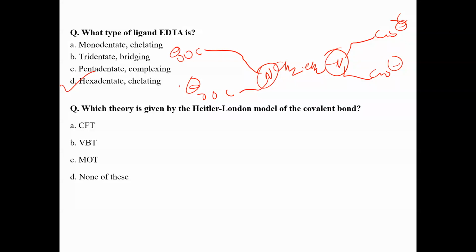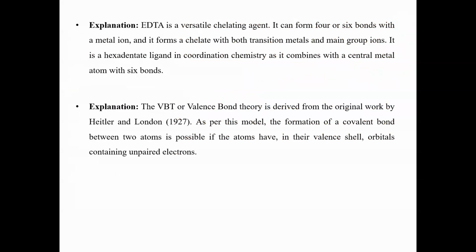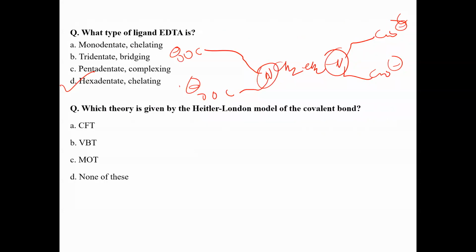So here is the explanation. EDTA is a versatile chelating agent. It can form four or six bonds with a metal ion, and it forms a chelate with both transition metal and main group ions. It is a hexadentate ligand in coordination chemistry as it combines with a central metal atom with six bonds. Okay, and the second one is related to the theories, basically, which theory is given by the Heitler-London model of the covalent bond. So you have already studied in the class the valence bond theory is given by the Heitler-London model, right?